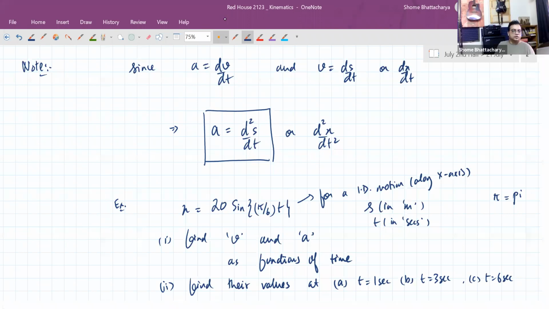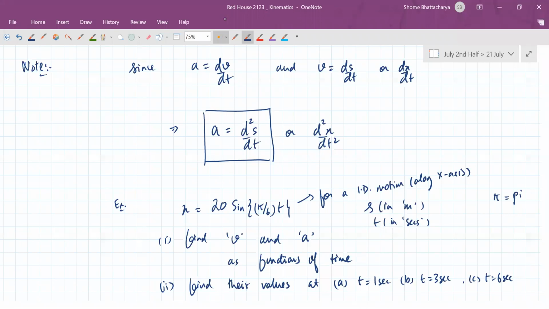Okay. So let's work this question out quickly. So now there's a reverse question. This is where we'll use differentiation because here position is given. We have to find velocity, which will come by differentiating that. And then we have to find acceleration, which will come by again differentiating that.